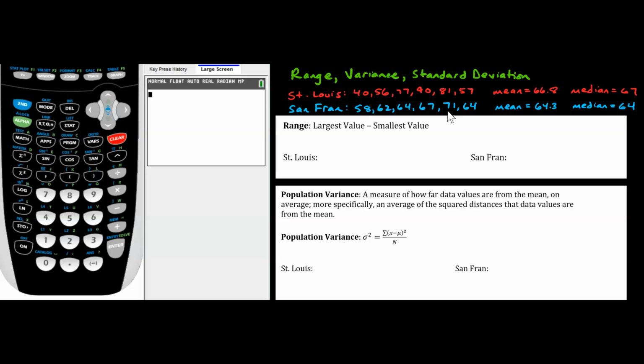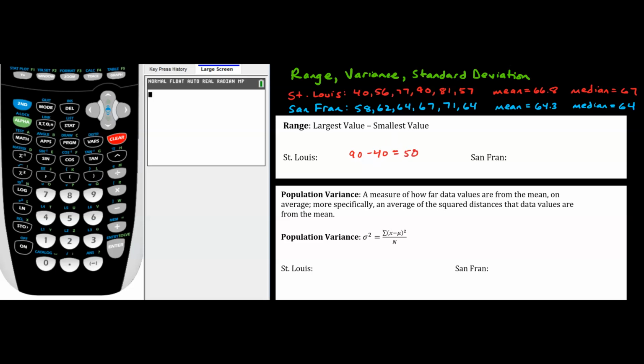So let's talk about the statistics that we'll use in this class to describe that variation or spread in the data. The first one is called the range. The range is simply the difference between the largest value in a data set and the smallest value. In the St. Louis data, the largest number is 90 and the smallest number is 40. So our range would simply be 90 minus 40, or 50 degrees.